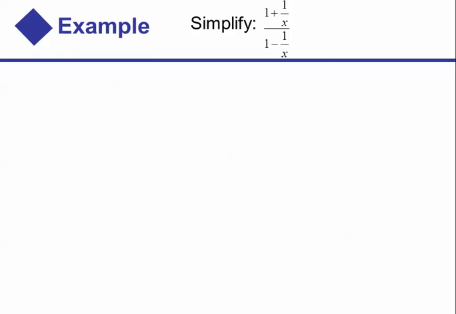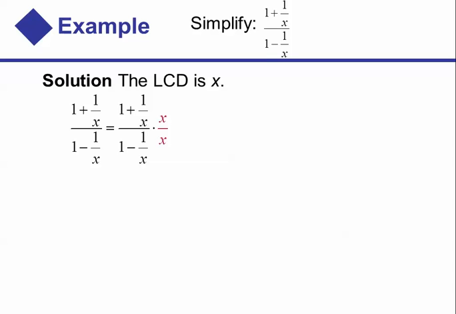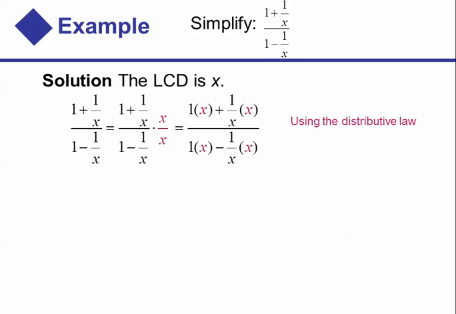This next one has denominators of 1 and x, both top and bottom. So our least common denominator is going to be x. So again, we're going to multiply the entire complex rational expression by 1. But the version of 1 that we're going to use is going to be x over x. And we're not going to forget to distribute that in. That's going to multiply by each term in the numerator and each term in the denominator.